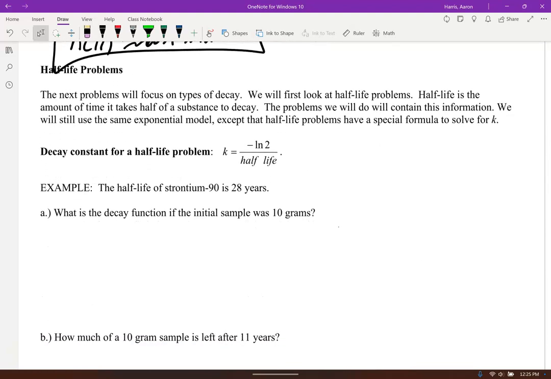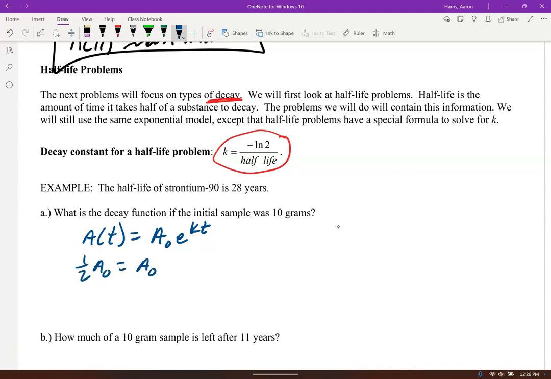All right, now we're going to take a look at decay problems. Okay, so exponential decay. For this first one here, you have a half-life, and you can use this if you want to. I don't like to do it this way. I'm actually going to show you a different way. When they give you the half-life, here, let me go ahead and write. Here's our exponential growth or decay formula. And when they say the half-life of strontium-90 is 28 years, that means after 28 years, you have half the original amount.